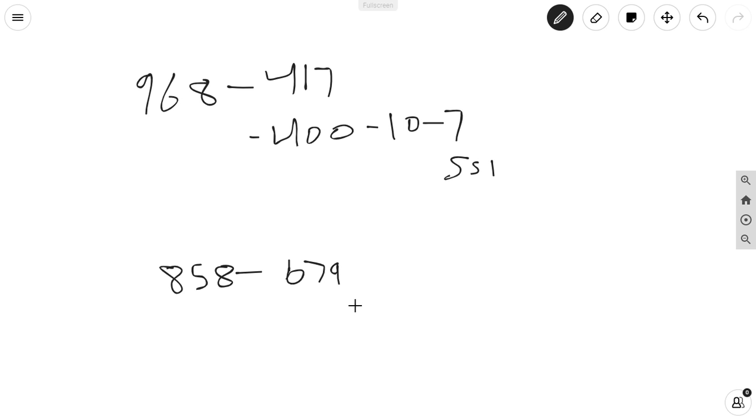So with this one, what we can do is round 679 to the next higher 100, which is 700. So what do I need to add to get this to 700? I would need to add 21. So this gives me 700. So 858 minus 700 is 158, plus 21 is 179.